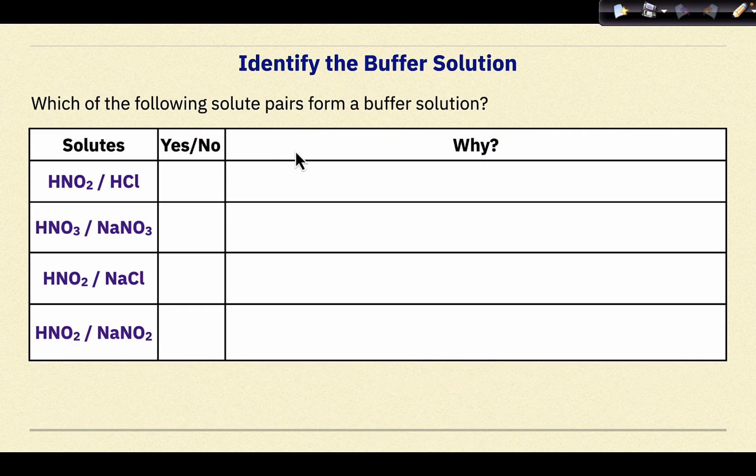Let's do some practice identifying buffer solutions. Which of the following solute pairs form a buffer solution? Our first two solutes are HNO2 and HCl. If you thought that is not going to form a buffer, you are right. The reason is that HNO2 is a weak acid and HCl is a strong acid. In order for this to be a buffer solution, we need a conjugate acid-base pair.